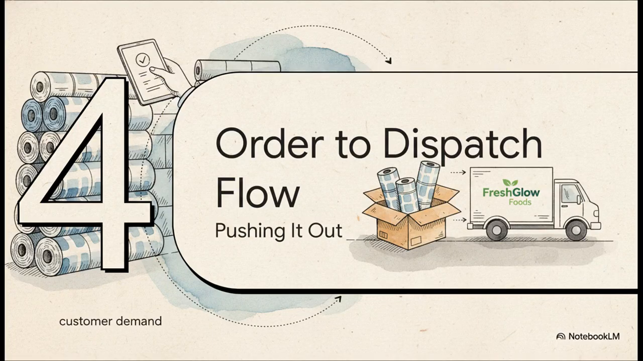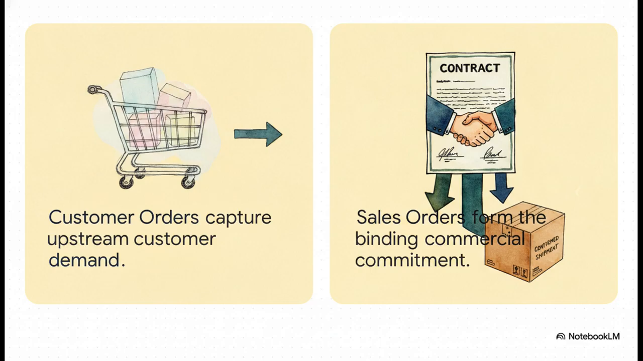Okay, so our printed laminate rolls are sitting nicely in finished goods. Let's hit Section 4, Order to Dispatch Workflow. Let's push this product out. Similar to the production side, the software gives us a bit of a flexible overlap here, depending on how your company operates. You can use customer orders to capture that early upstream demand, what the customer says they want, but the sales order? That's the formal, financially binding commercial commitment that actually feeds into your delivery and invoicing systems. For our complete end-to-end flow today, we've locked in a formal sales order for our buyer, Fresh Glow Foods.